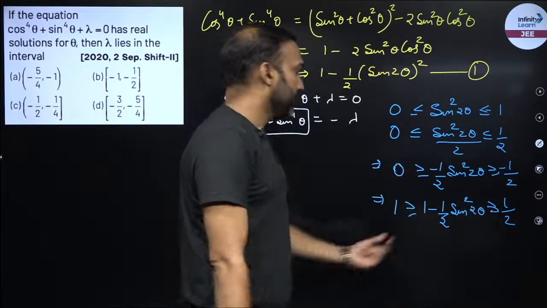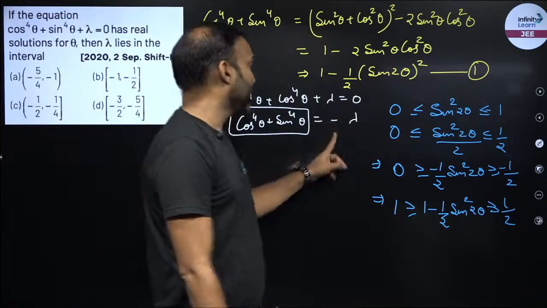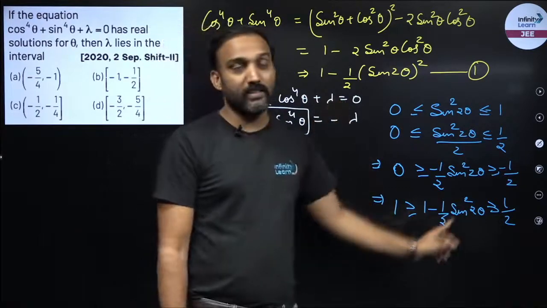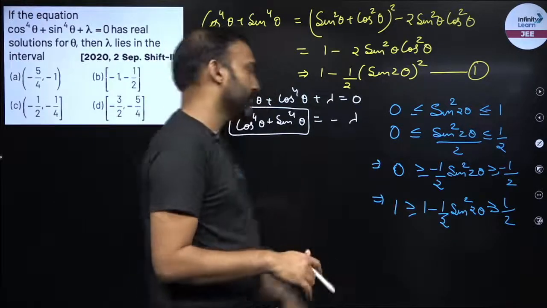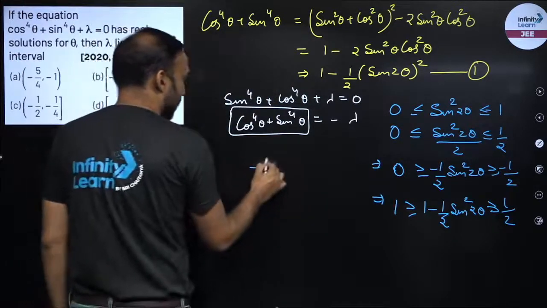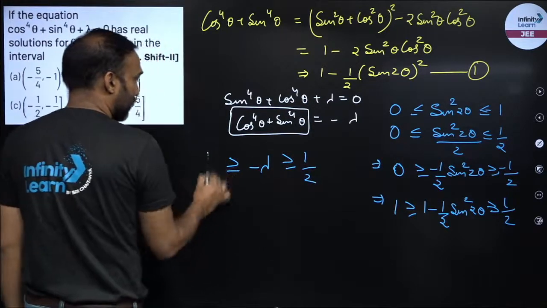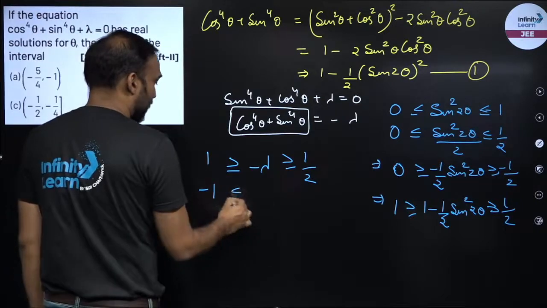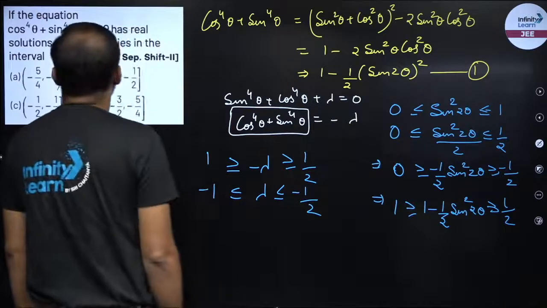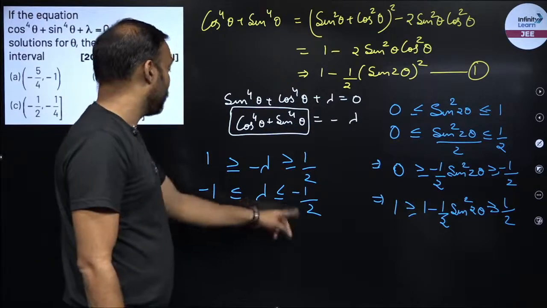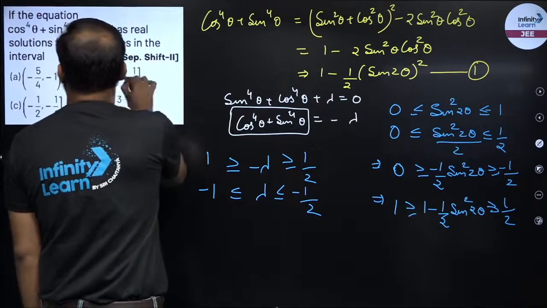So I know this value will always be larger than half and less than or equal to 1. So I know minus lambda should also lie between this interval. If minus lambda lies between this interval, then I will have a solution. So from here I can say minus lambda should be larger than or equal to half, and less than or equal to 1. Multiply with minus, your sign of inequality will change. So lambda lies between -1 to -half, close bracket. Where do I see -1 to -half close bracket? The answer is B.